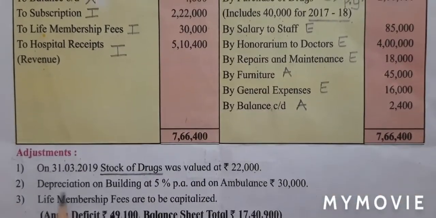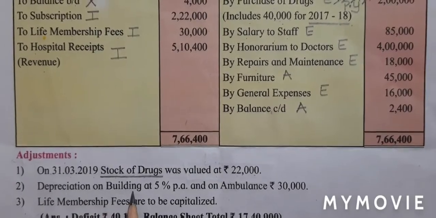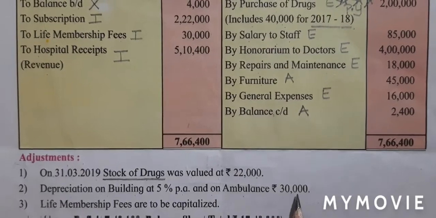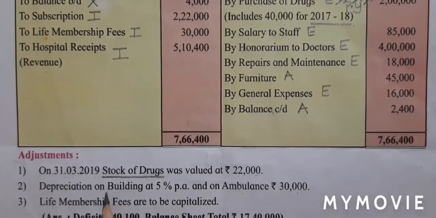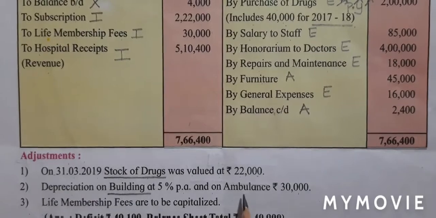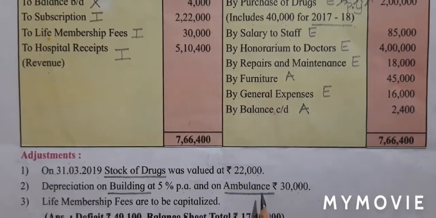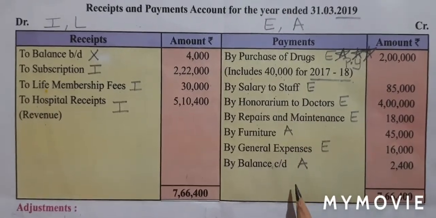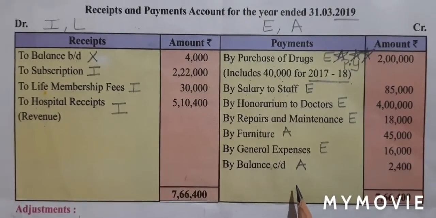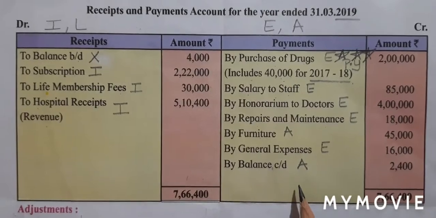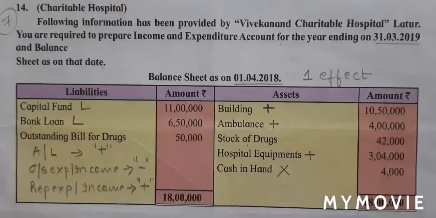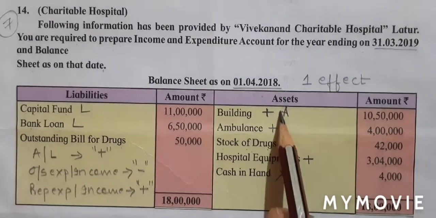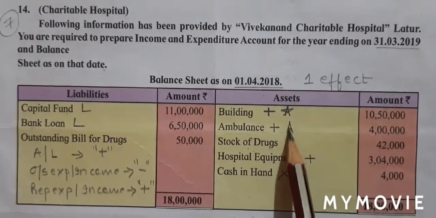Adjustment number 2. Depreciation on building at 5% per annum and on ambulance rupees 30,000. Which means I have to mark star for building and ambulance. Now students, if you look at the payment side, we do not have building, we do not have ambulance, which means we will mark star in our balance sheet. So in the balance sheet on the asset side, I will mark star for building and for ambulance.